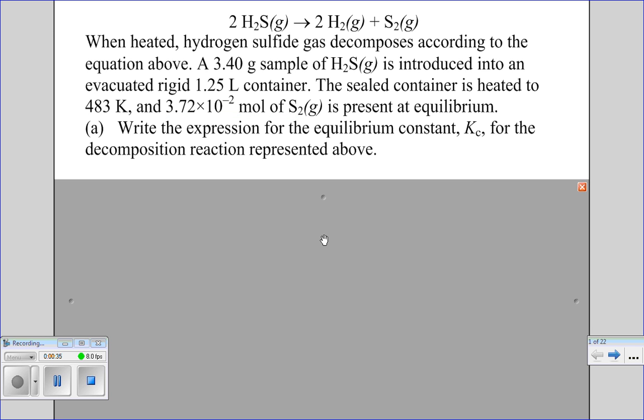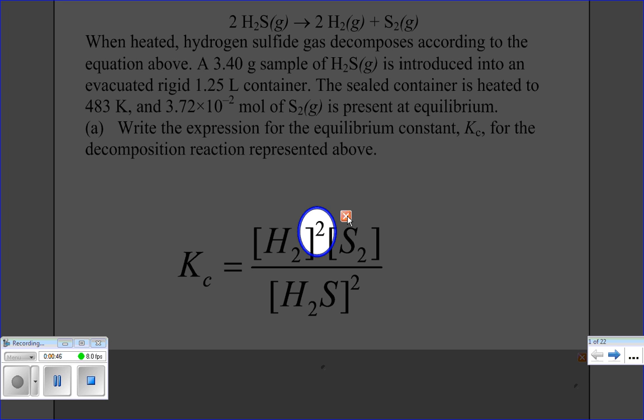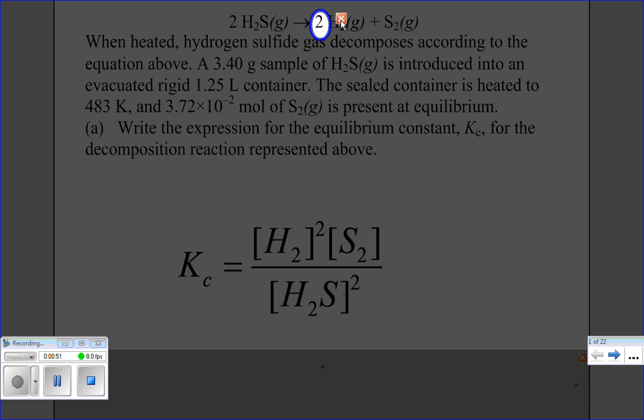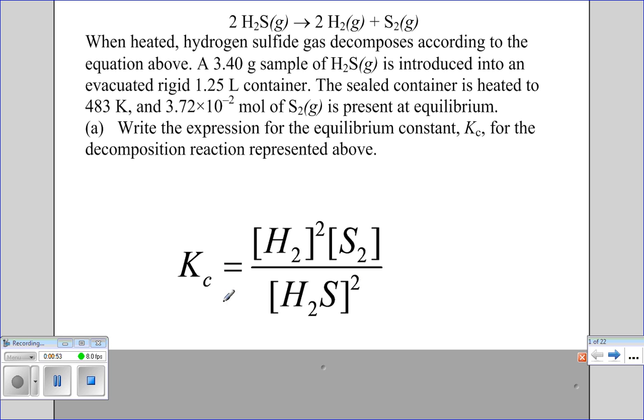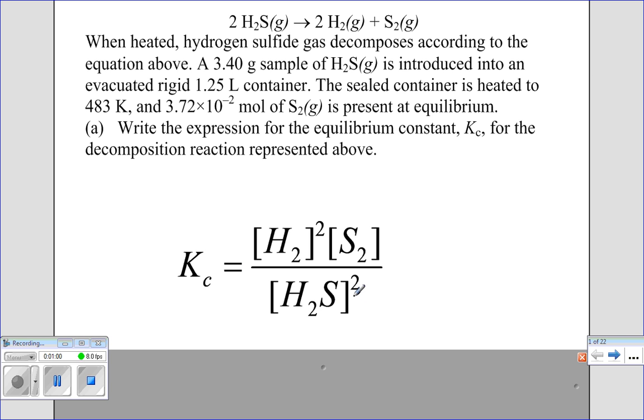The first one's the easiest. Write the expression for the equilibrium constant. Okay, so everybody should get this. The equilibrium constant is the products raised to any powers, right? That 2 corresponds to this 2, and divided by any reactants. And again, here we have a 2 as a coefficient, and here it is again as the exponent. So that's your first point.